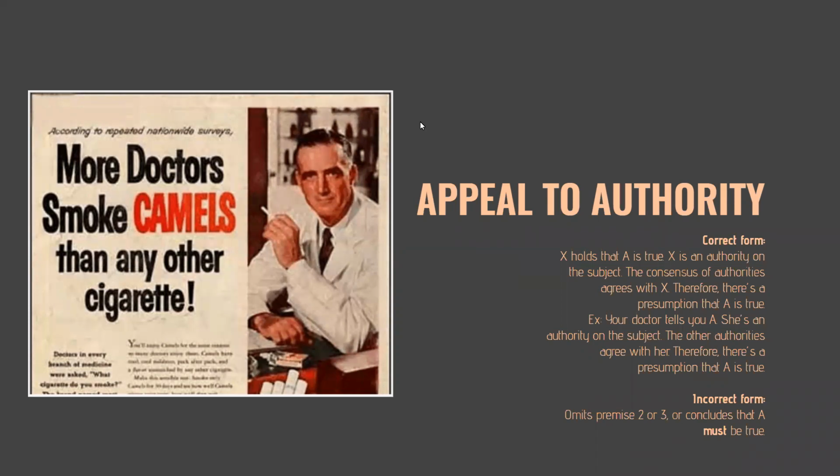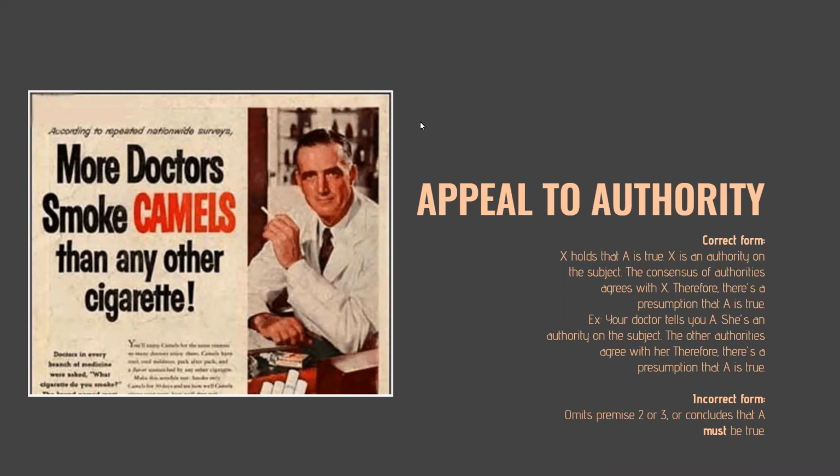So, for example, your doctor tells you A. She's an authority on the subject. The other authorities agree with her. Therefore, there's a presumption that A is true. Incorrect forms omit premise 2 or 3 or conclude that A must be true. This conclusion means that we ought to believe A unless we have special evidence to the contrary.